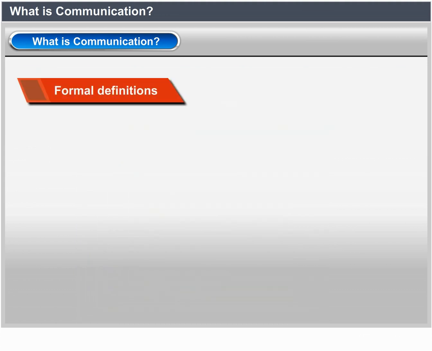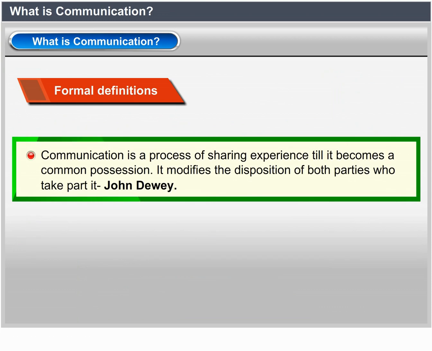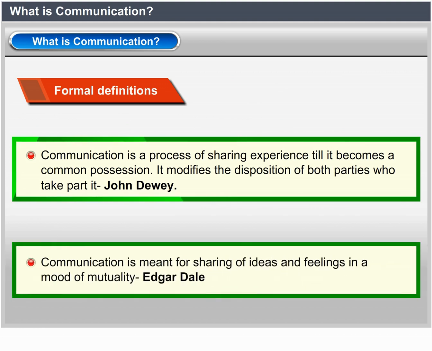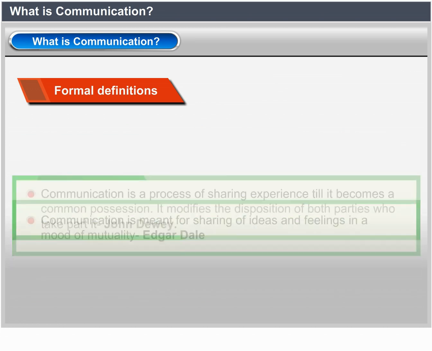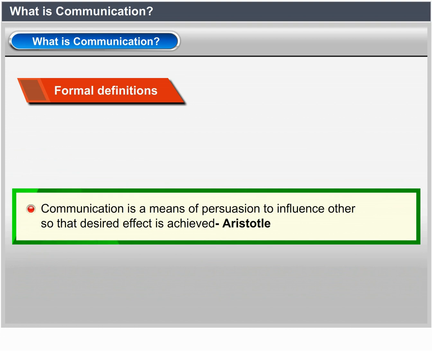Formal definitions. Communication is a process of sharing experience till it becomes a common possession. It modifies the disposition of both parties who partake in it. John Dewey. Communication is sharing of ideas and feelings in a mood of mutuality. Edgar Dale. Communication is a means of persuasion to influence others so that desired effect is achieved. Aristotle.